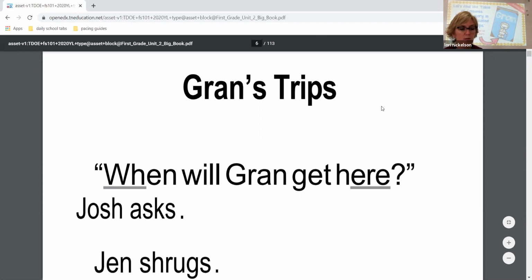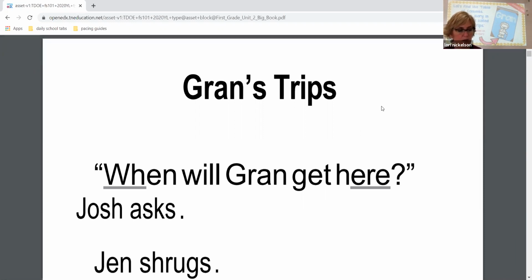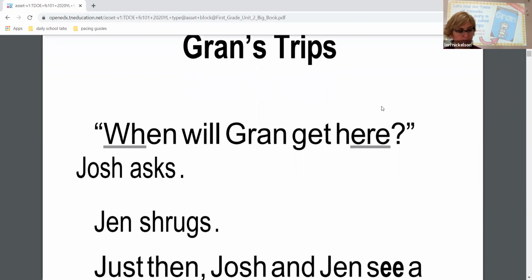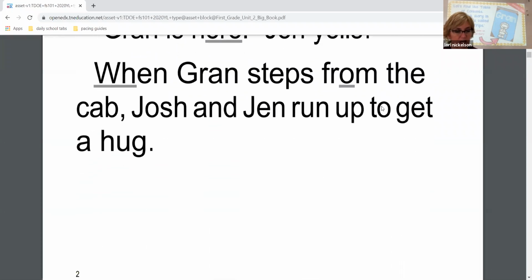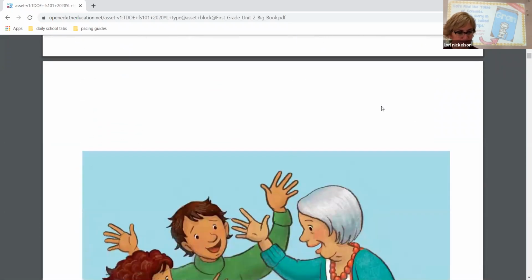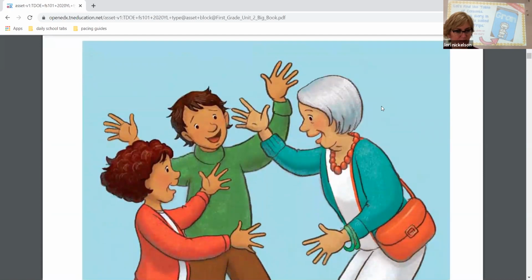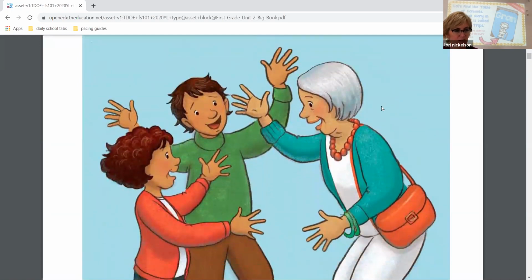All right, when will Gran get here? Josh asked. Jen shrugs. Just then, Josh and Jen see a cab on the street. Gran is here, Jen yells. When Gran steps from the cab, Josh and Jen run up to get a hug. And there's Gran with the hug.